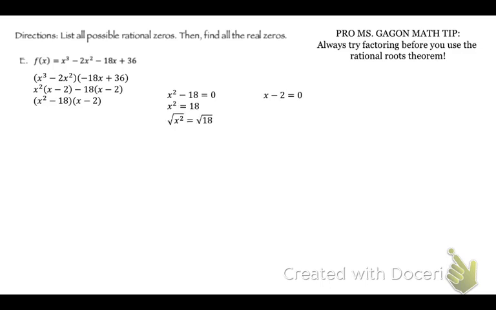Add that 18 over, square root both sides. Break down that square root, it's 3 square roots of 2. And this one is x equals 2.